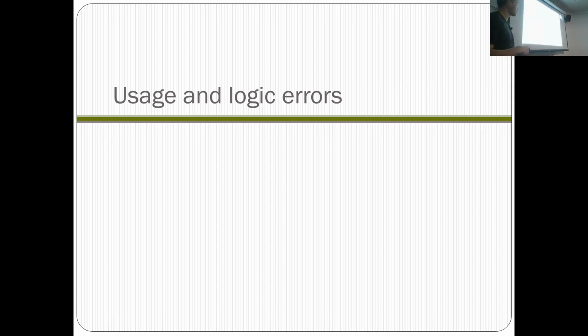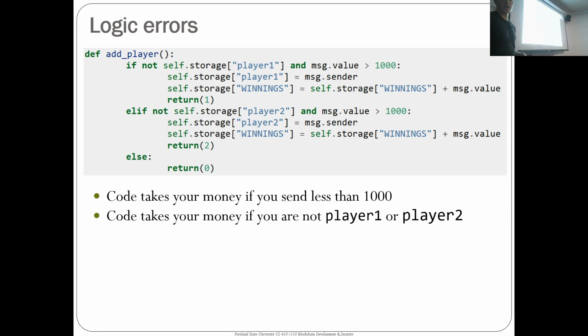One thing is usage and logic errors. So here's an example of a logic error in a smart contract. If you look at this, it's got a game, and the game can add two players, and the contract can take any two players, and if two players join, they send enough ether, basically 1,000 ether, or wait, 1,000 wei, then basically it allows these two players to play.